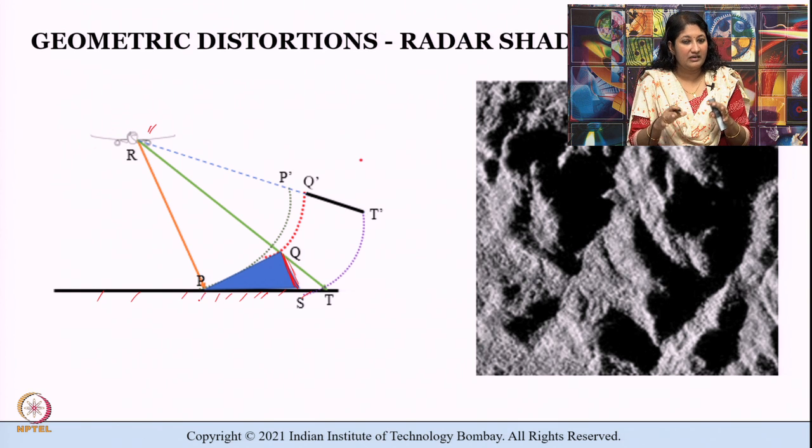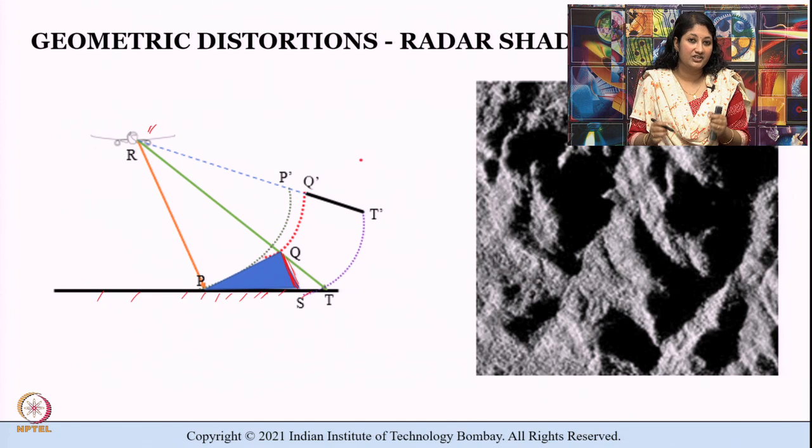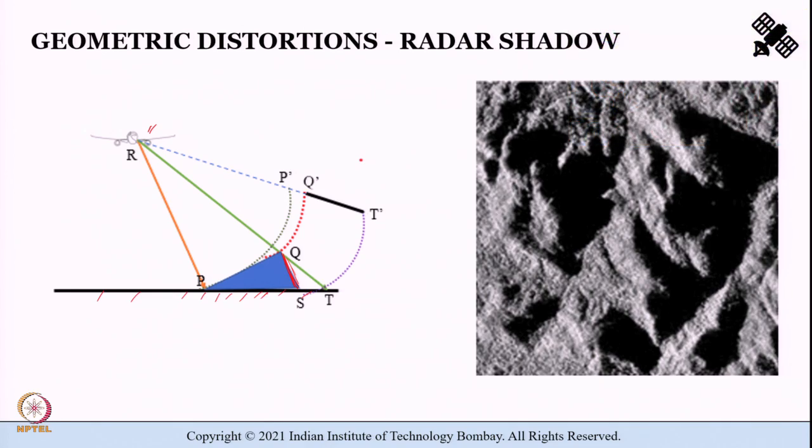Please don't compare a radar image with an image captured in the visible or infrared region, because the meaning of shadow is different when we consider microwave images compared to an image captured in the visible or infrared region. In the case of radar shadow, it is nothing but a zone of silence from where there is no measured signal at all. So, we have seen geometric distortion, layover, foreshortening and radar shadow.